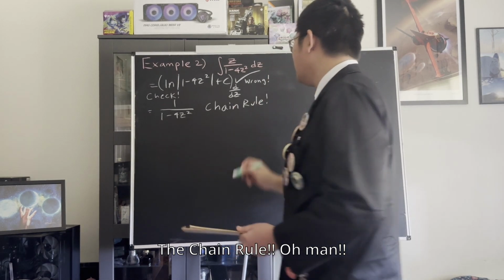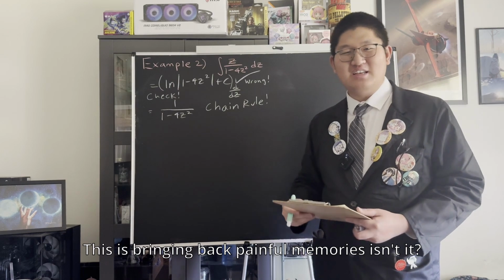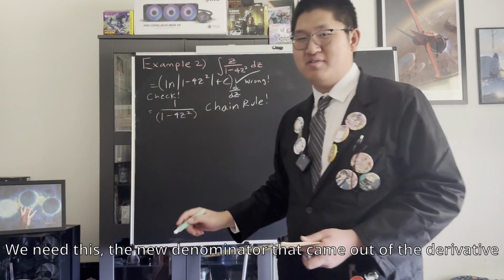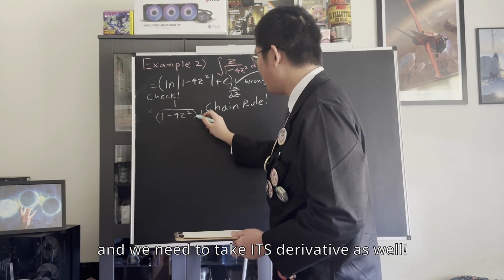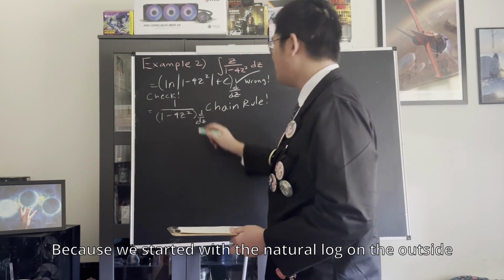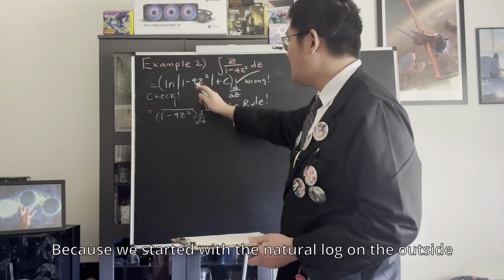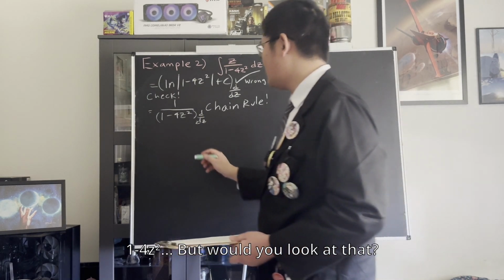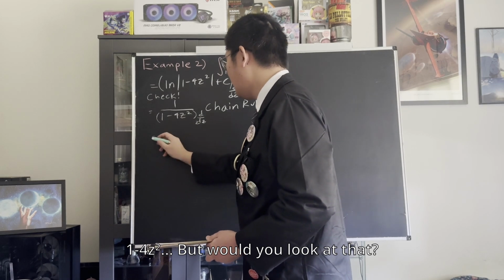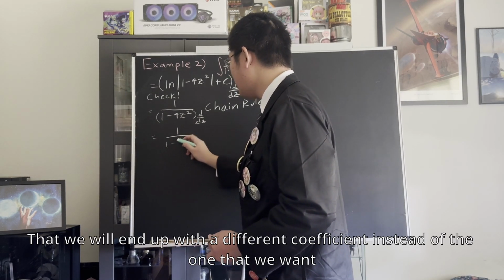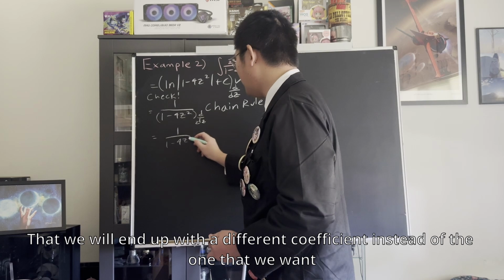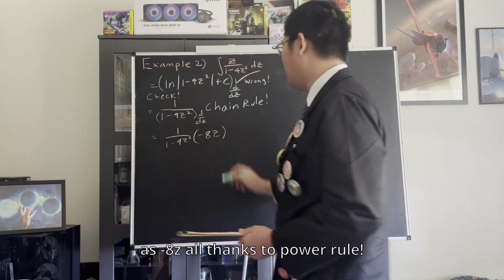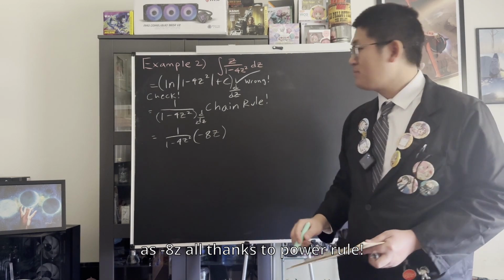Oh man, this is bringing back painful memories, isn't it? We need the new denominator that came out of the derivative, and we need to take its derivative as well. Because we started with the natural log on the outside, we need to take the derivative of the inside, 1 minus 4z squared. But would you look at that, we will end up with a different coefficient instead of the one that we want, negative 8z, all thanks to power rule.